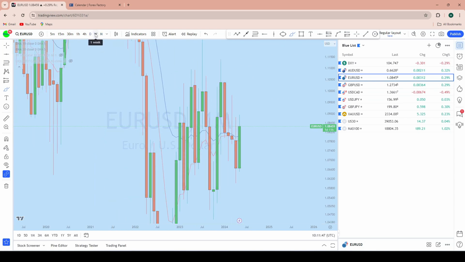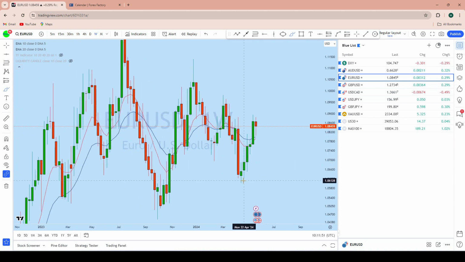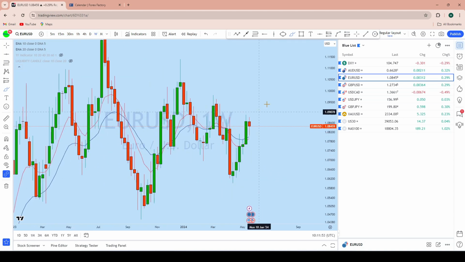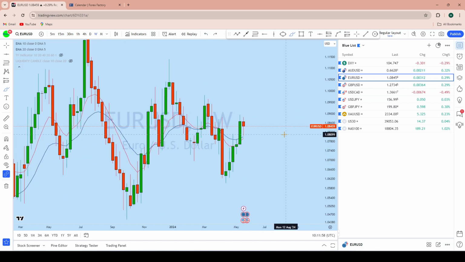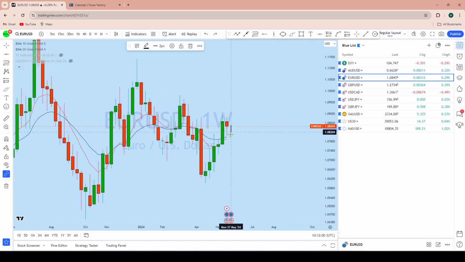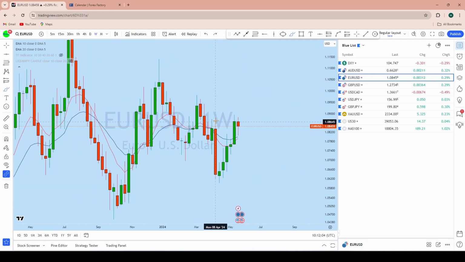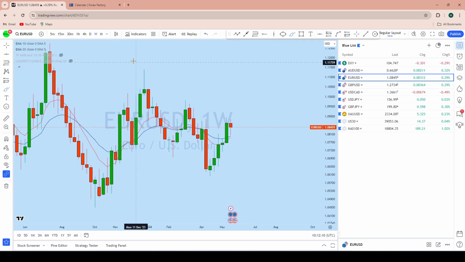Now looking at the weekly chart on euro dollar, this is a weekly impulse. Following this impulse, what we can expect on euro dollar is for the price to come down for a deeper pullback and then continue to rise. As we can see with this drop, the market has again shown significant bullish momentum on euro dollar.